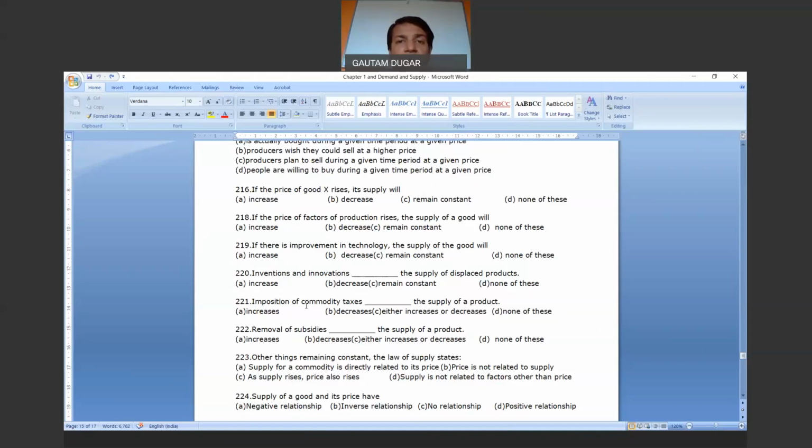If there's improvement in technology, then supply increases. For 19A, inventions and innovations obviously increase the supply of the new product, but the supply of displaced products decreases. Right answer. Yes, Vidush, that's a very good answer. Inventions and innovations will increase the supply of a new product, but of the displaced product, the supply decreases. Option B.